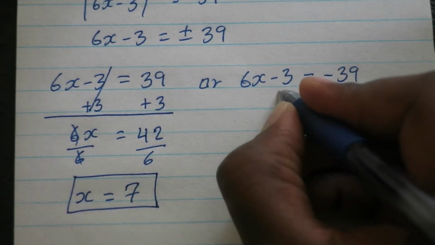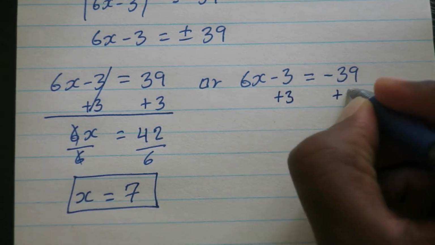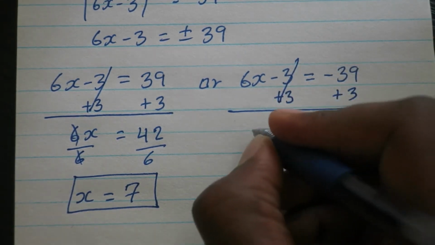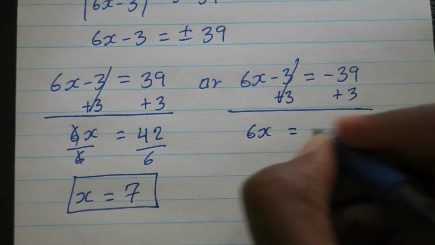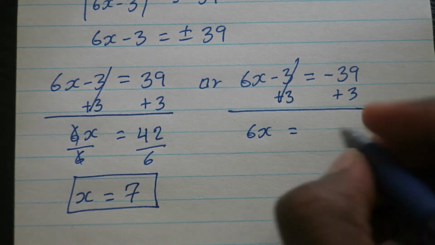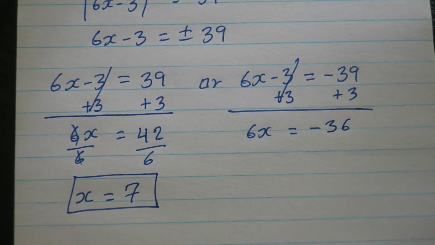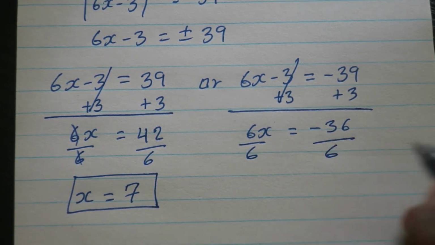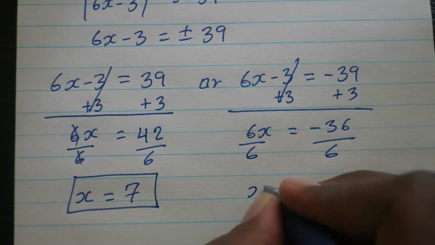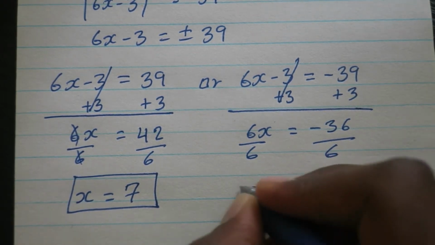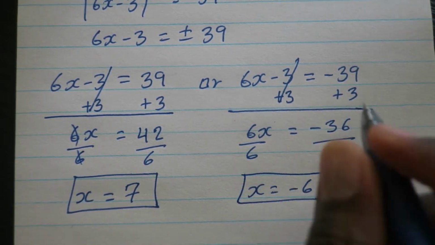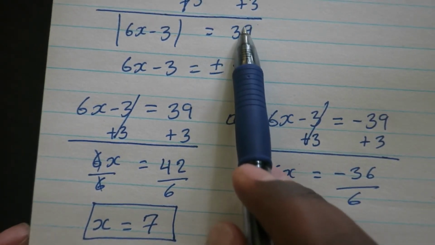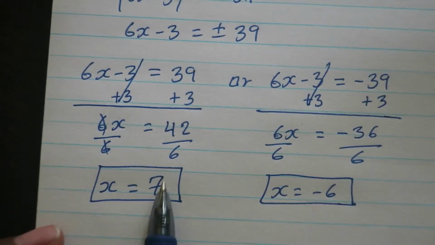And then let's do the same here. Plus 3. That cancels. 6x equals negative 39 plus 3 is negative 36. Divide by 6. We get x equals negative 6. So again, my k value was positive 39. Because it's a positive bigger than 0, I get two answers.